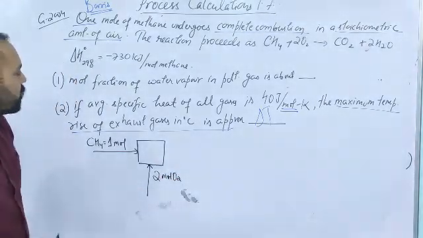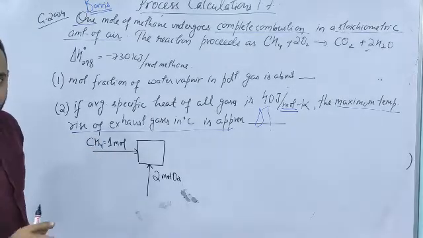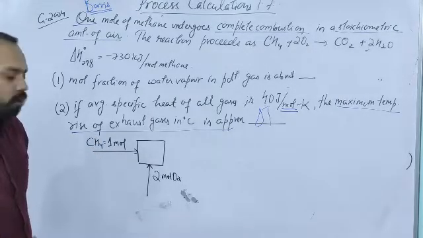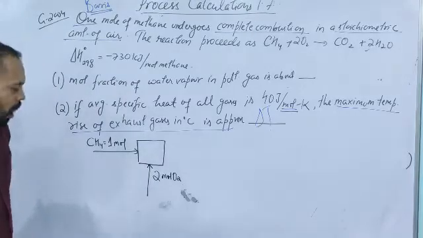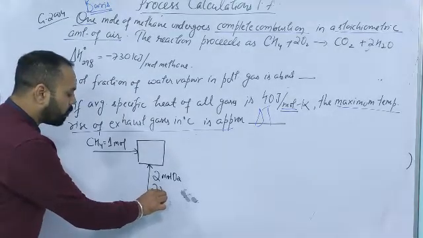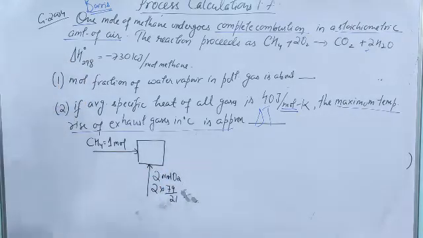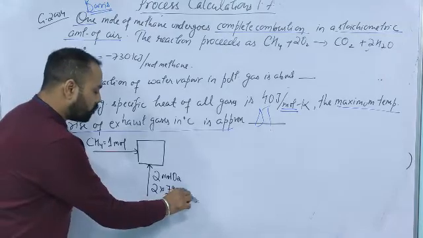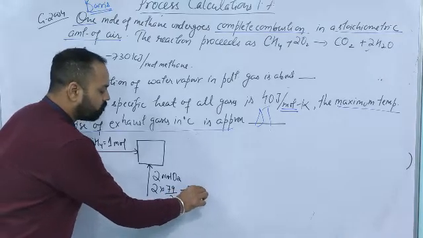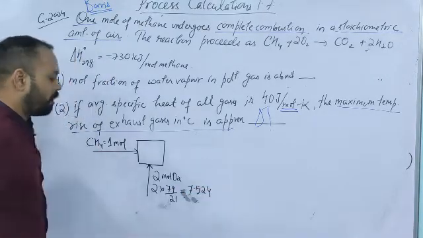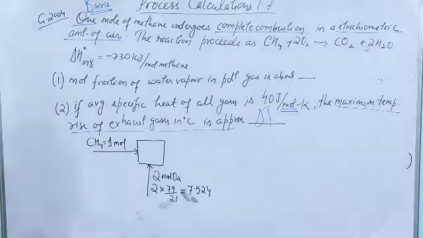But here there is an important point. Students are going to make a mistake. The question says air, and we know that air means nitrogen is also present. So what is the amount of nitrogen? I hope you can calculate that nitrogen is given by 2 into 79 by 21. The moles of nitrogen should come out to be 7.524. All this information is given in the problem.